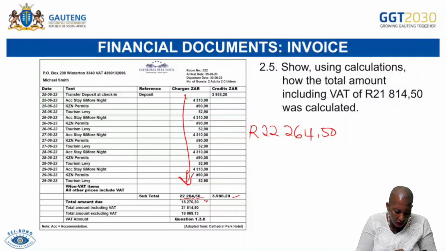21,814 rand 50. And then I just divide it by what? By 1.15. Simple way. Then it will give me that 18,960. So now, boys and girls, there are two ways. Remember the VAT inclusive and the VAT exclusive.